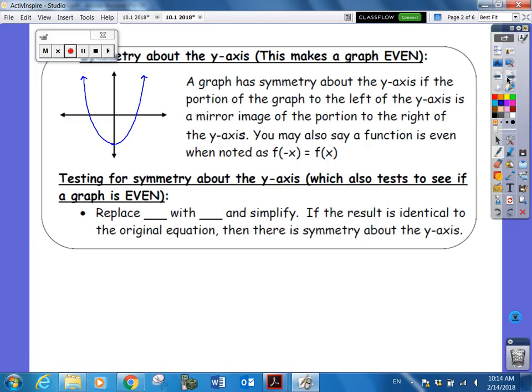So the way that you test for that algebraically is you replace the x's with negative x. And then obviously if it was negative x, it'd be x. So it's the opposite. Whatever the x's are, you're putting in the opposite and then simplifying. And if once you simplify, you get what you started with, the answer is yes. It has symmetry about the y-axis and the graph is even. If the answer is no, then it's just no, and you move on.